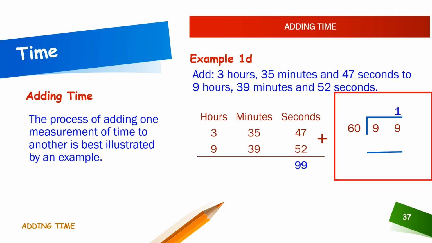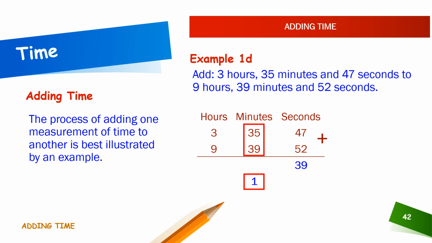Dividing 99 by 60 gives 1 remainder something, and this 1 we position as shown in the division. 1 times 60 is 60, and then subtracting 60 from 99 gives us 39. So 99 seconds is 1 minute and 39 seconds. And we position that as shown in the table.